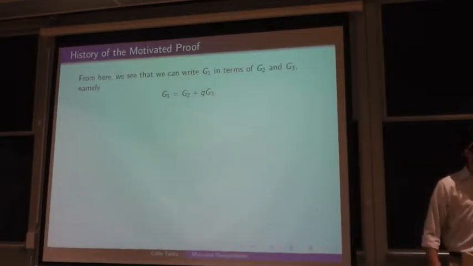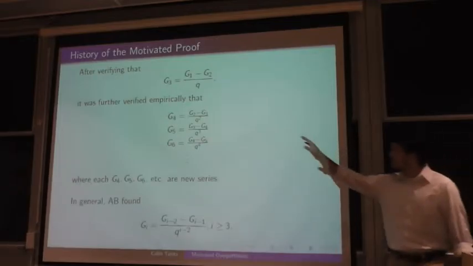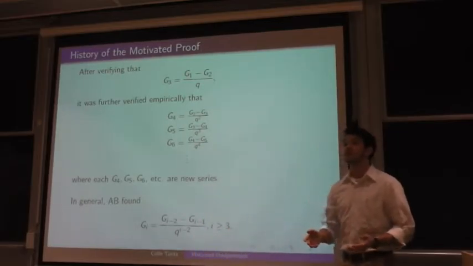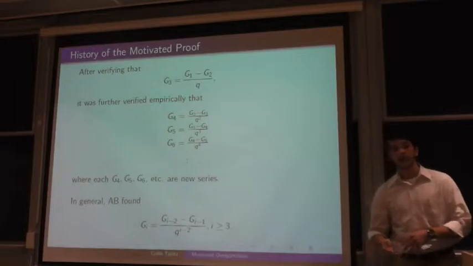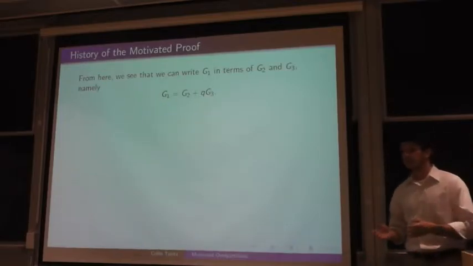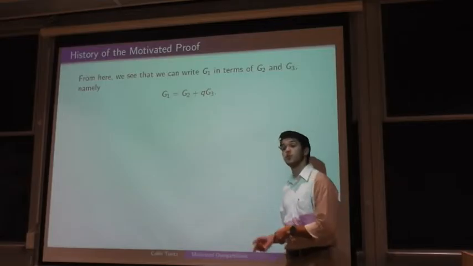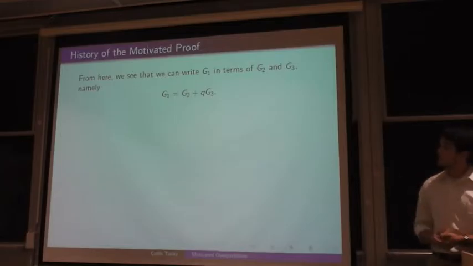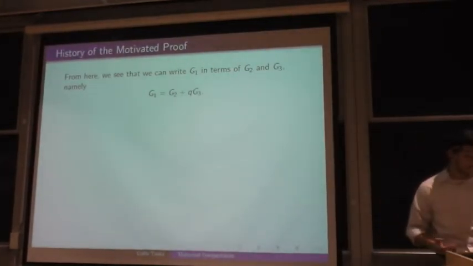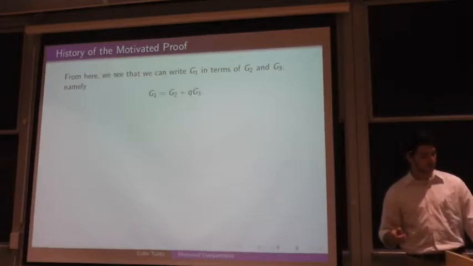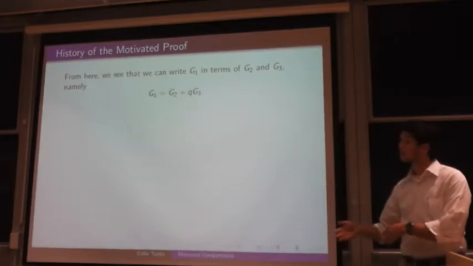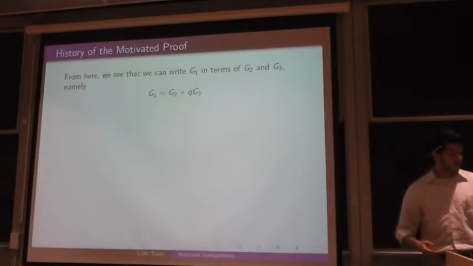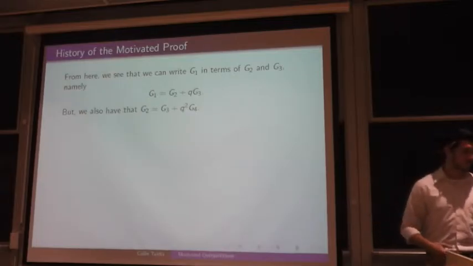So if we take this form up here, we have G1 minus G2 over Q equal to G3. If we manipulate that and rewrite it, writing G1 in terms of subsequent series, and bring the Q to the other side, we have that G1 is equal to G2 plus Q times G3. But we also know that subsequent series can be written in terms of the series that follow. For example, G2 can be written in terms of G3 and G4. So what we do next is what I just said.